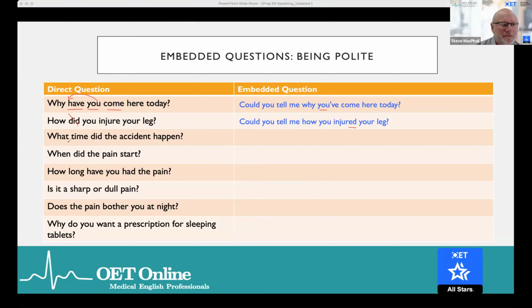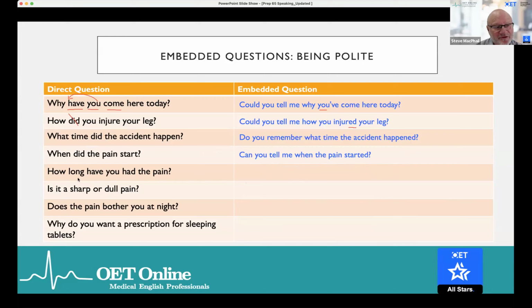All right. What time did the accident happen? Let's try that one. Do you remember what time the accident happened? Okay, we did the same thing. We removed the did and we put the ed on happen. So we've got a pattern. Same one on the next one. When did the pain start? Could you tell me when the pain started? Again, on both these options, we've removed did.